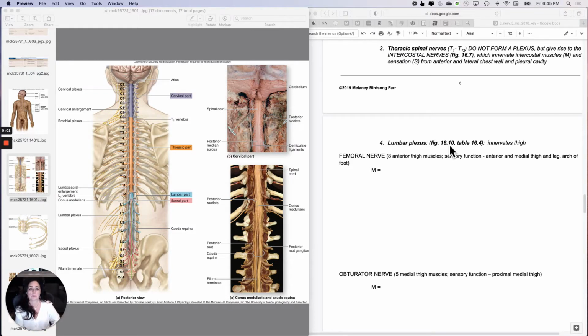Okay, the thoracic spinal nerves is where we are now. So we did the cervical plexus, the brachial plexus, and now we're on the thoracic spinal nerves. Importantly, these don't form a plexus. Notice that they don't wad up like these or those or those. They just give rise to what we call the intercostal nerves.